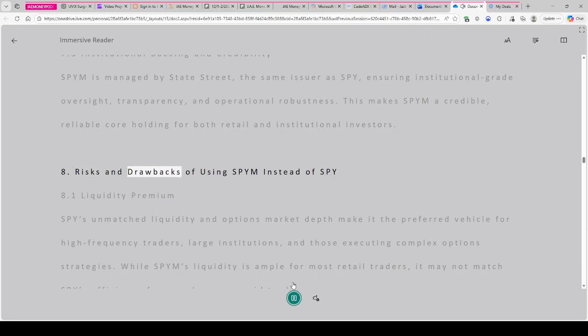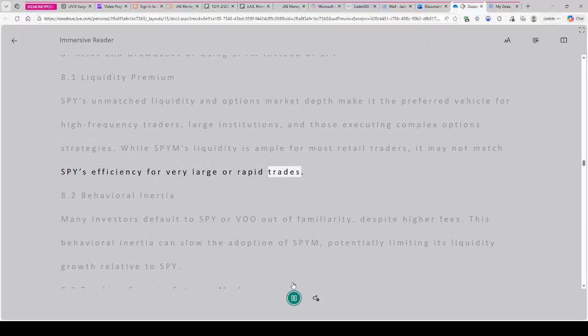8. Risks and drawbacks of using SPYM instead of SPY. 8.1 Liquidity premium. SPY's unmatched liquidity and options market depth make it the preferred vehicle for high-frequency traders, large institutions, and those executing complex options strategies. While SPYM's liquidity is ample for most retail traders, it may not match SPY's efficiency for very large or rapid trades.